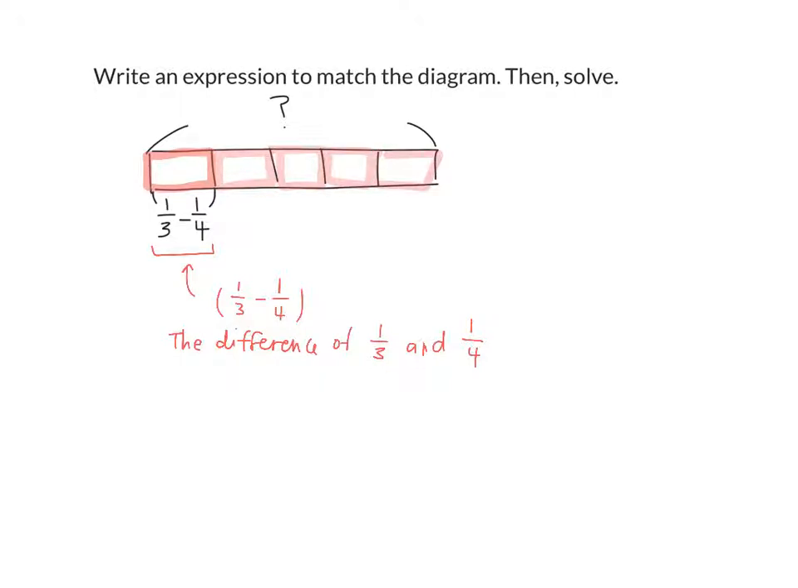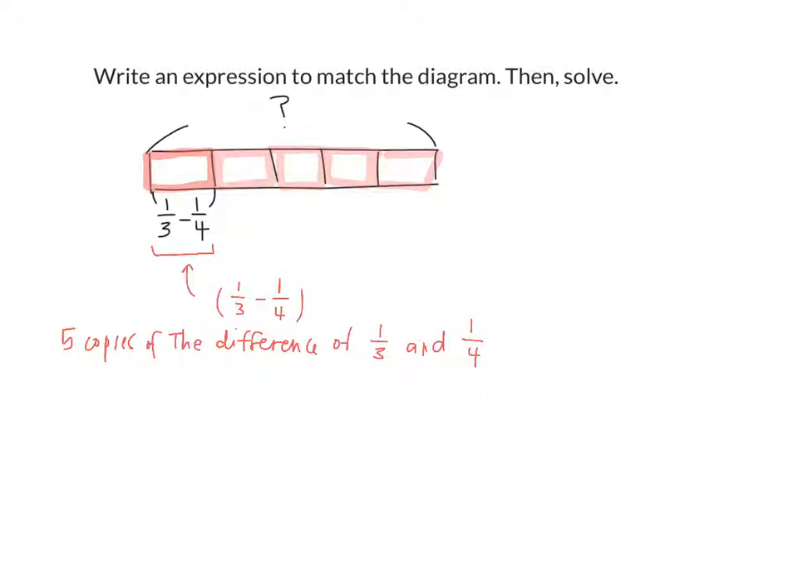So are we making copies of the difference of 1/3 and 1/4? How many copies are we making? 5. So we can say this is 5 copies of the difference of 1/3 and 1/4. In math, if I want to make 5 copies of this value, the difference of 1/3 and 1/4, what part do I have to do first?